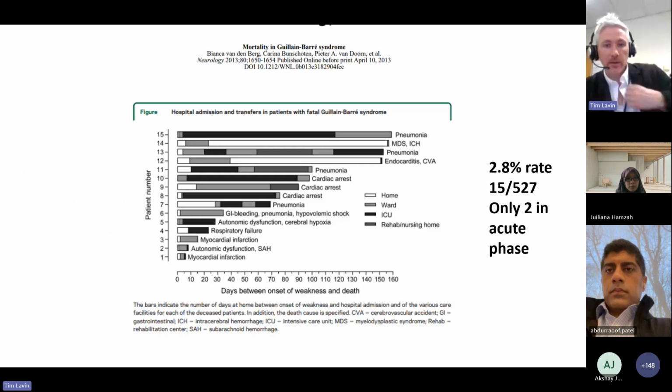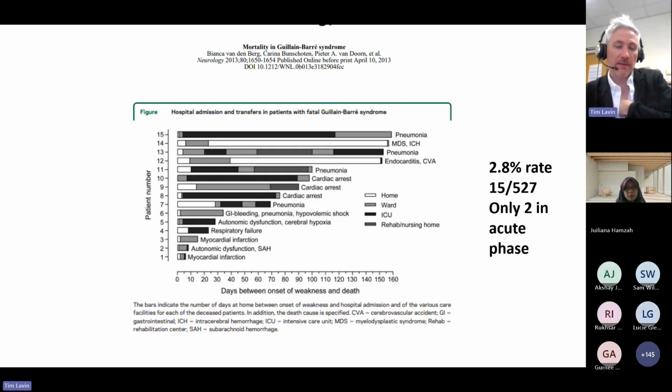I'll skip that. Mortality is quite low, thankfully, but it's not insignificant. It's around 3%. And again, I reiterate how other things matter. Pneumonia is a big cause of death. Cardiac arrest due to autonomic involvement can often be a cause of death. So they often don't die necessarily of the GBS per se, but the complications of the GBS often lead to their mortality.